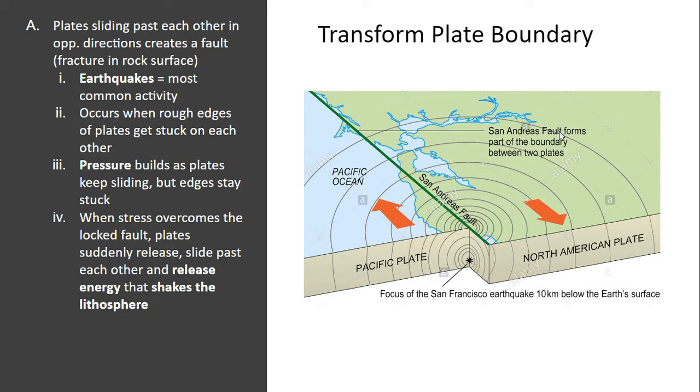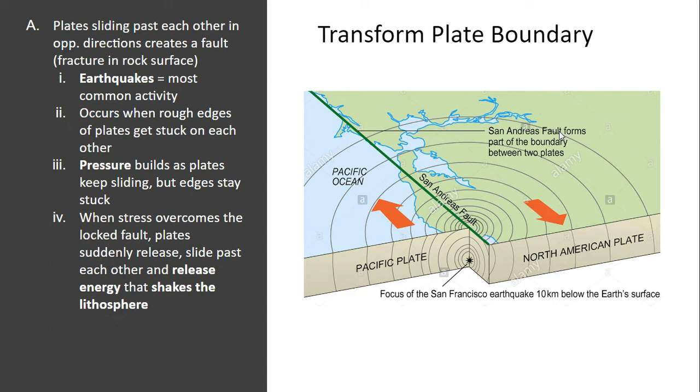So, when we see earthquakes, which tend to happen because of our transform plate boundaries, this is when rough edges of those plates actually get stuck on each other. So, as you were simulating that with your cookie today, you should have noticed that as you try to slide the two pieces of cookies past one another, at certain points it may have been a little bit tougher.